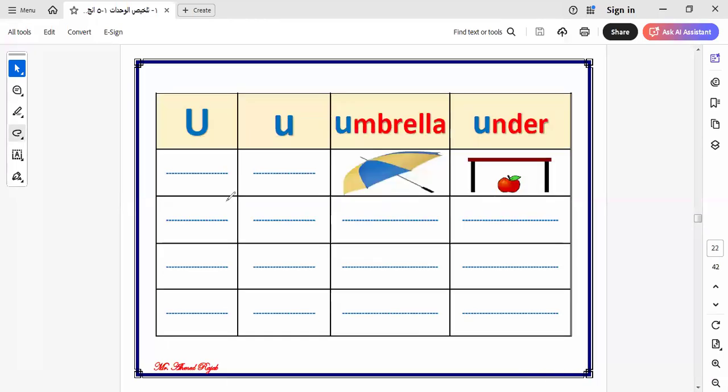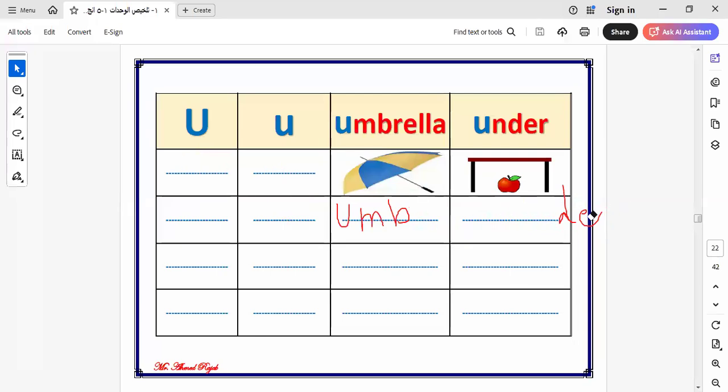Capital U and small u, umbrella and under. Umbrella written like this. It will be umbrella and under.